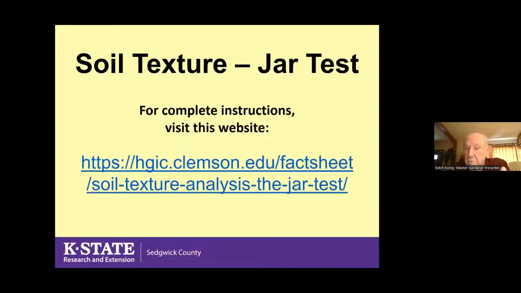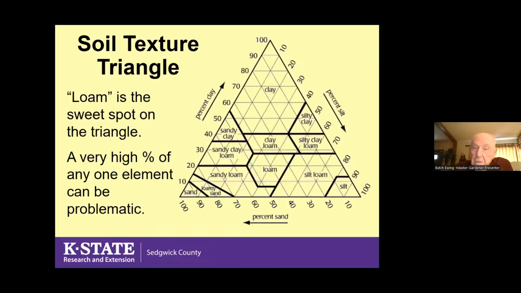Now, if you want to do this soil test, I really recommend that you go to this website, which is a Clemson University website. They have a lot more detailed instructions and other information that would be important to you. But it's a good way to get a rough idea of what you have for soil texture. So after you have your percentages, you can plot them on the triangle and tell what your texture is.